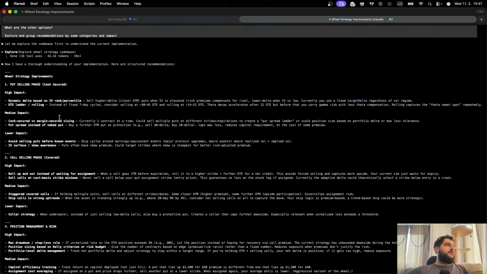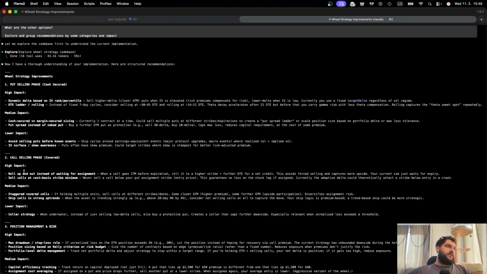Then DTE ladder rolling. Instead of fixed 7-day cycles, consider selling at 30 to 45 DTE and rolling at 14 to 21 DTE. Theta decay accelerates after 21 DTE, but before that you carry gamma risk with less theta compensation. Rolling captures the theta sweet spot repeatedly. Okay, here is some more advanced option magic over here. So keep this one for now. Let's read all of them.